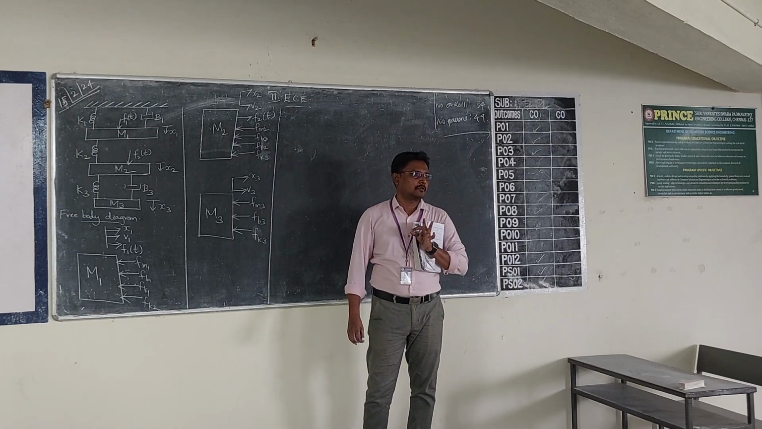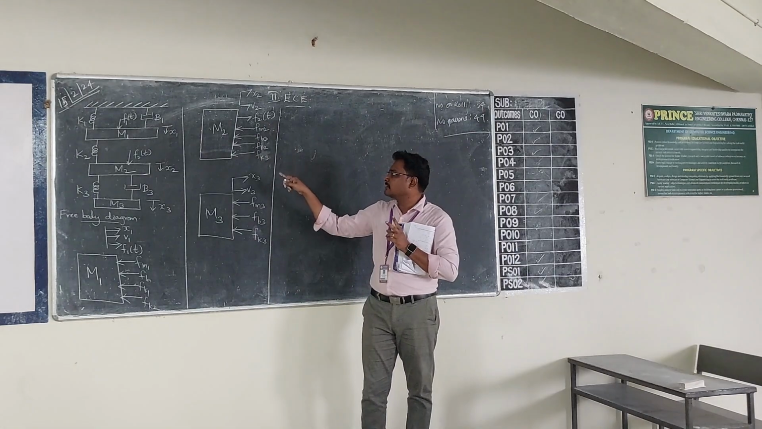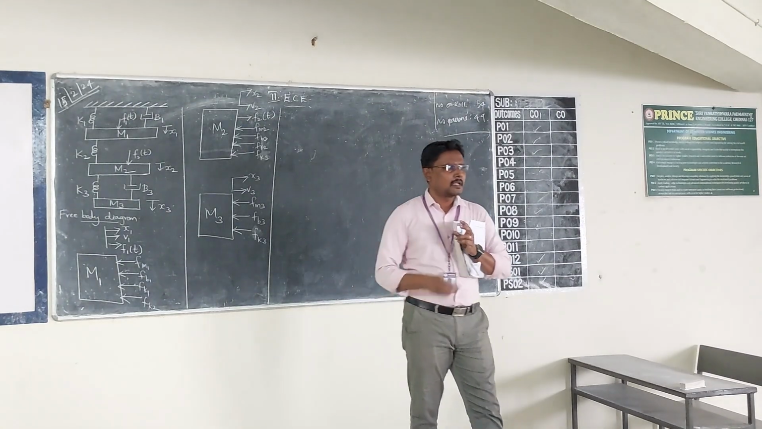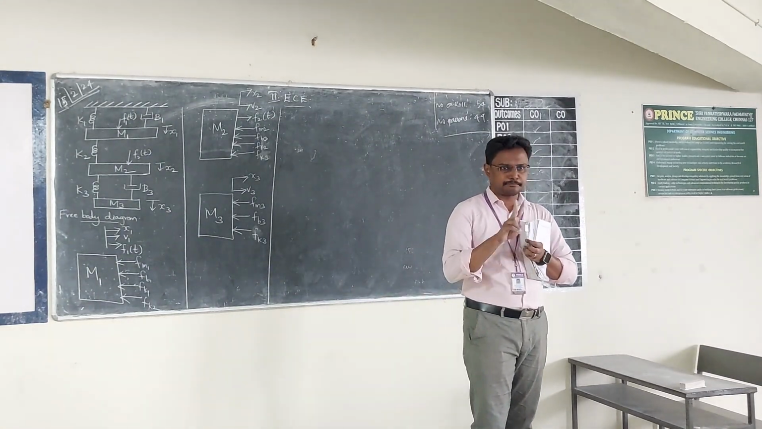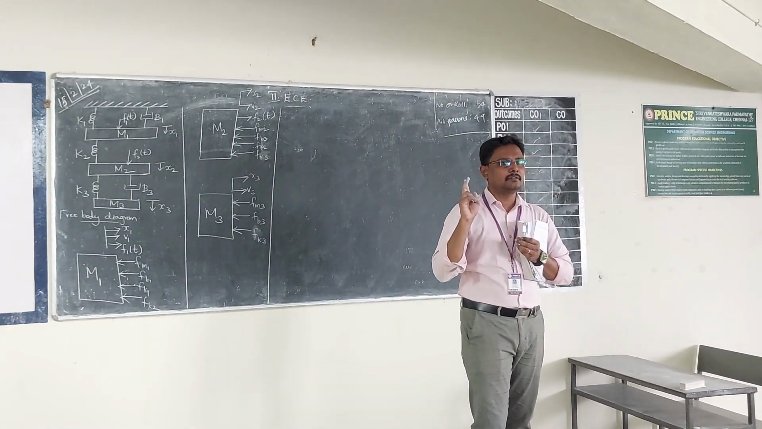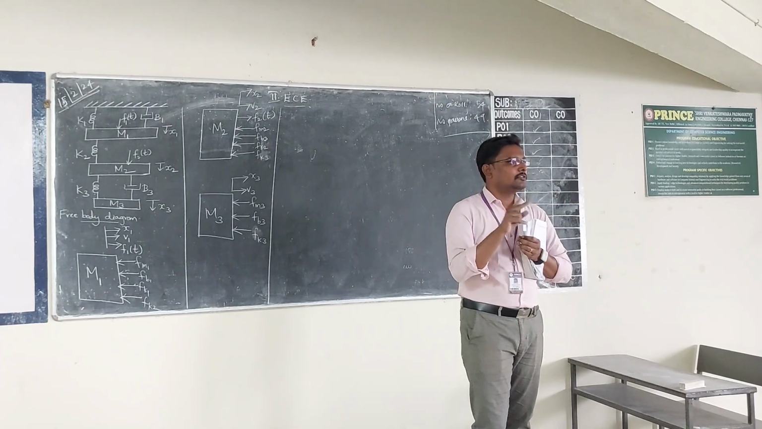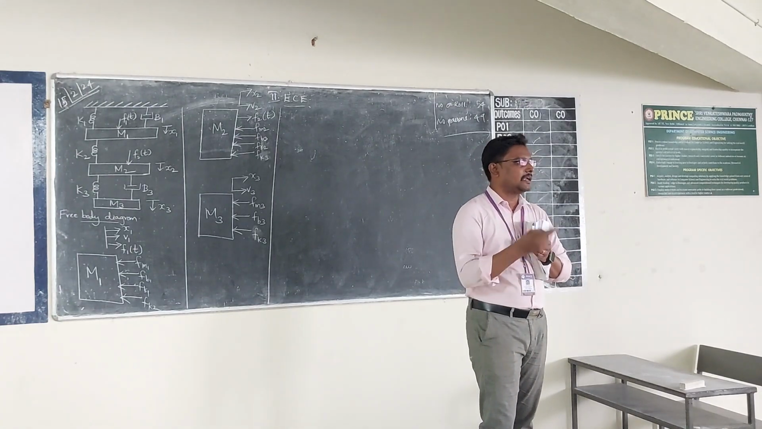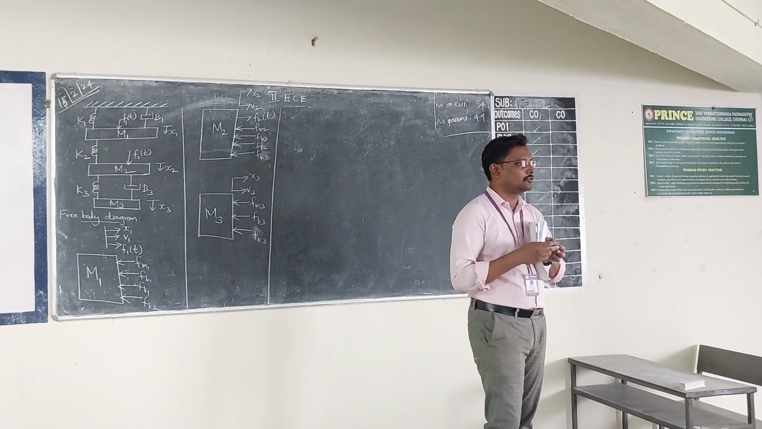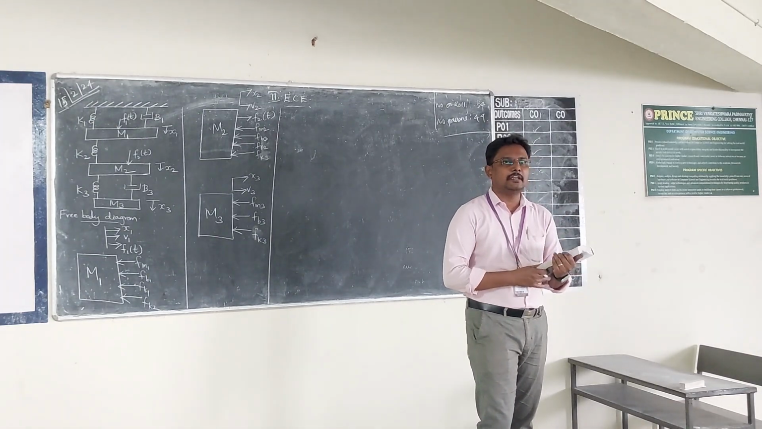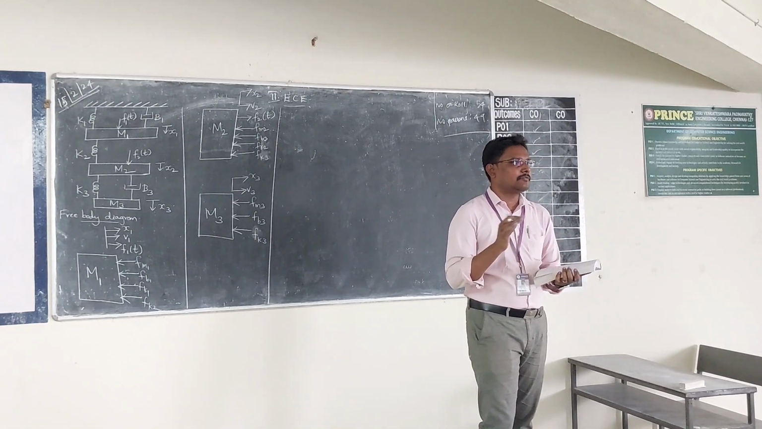But from this you can say how many voltage sources or current sources there are: two, because two forces are acting on two masses. So two voltage sources or two current sources will come when you convert it into the force voltage and force current analogy.